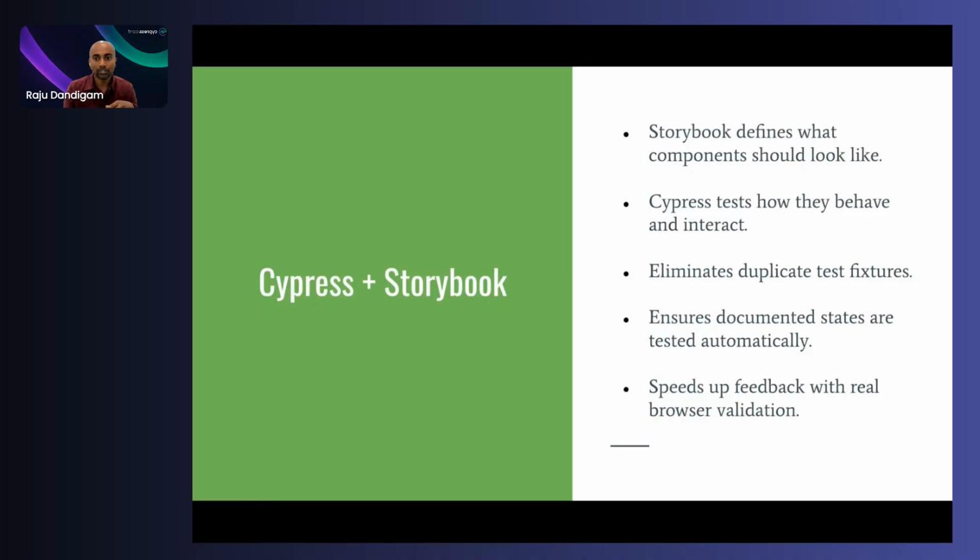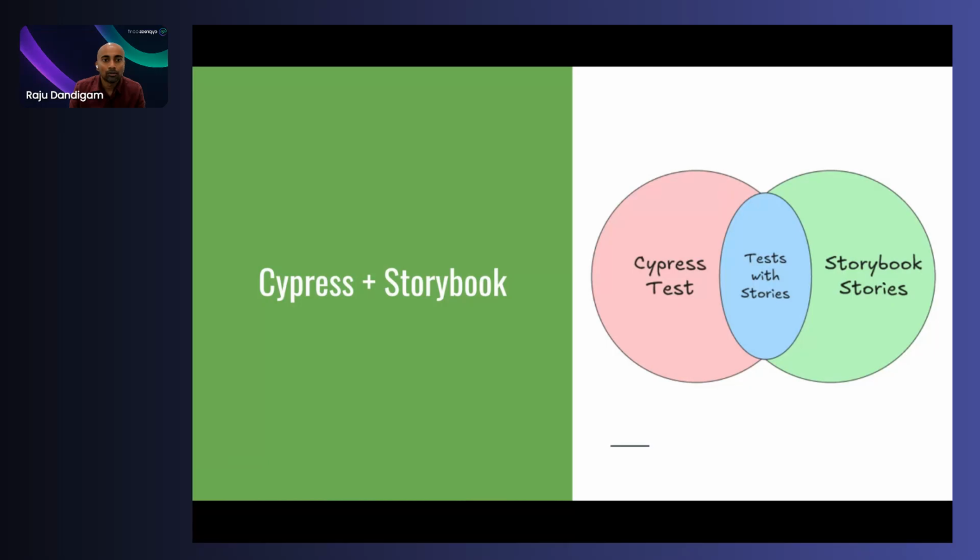That means our documentation and our tests are in perfect sync. Designers see the same story in Storybook that developers test in Cypress. QA can use those same stories for automated visual validation, and that becomes a single source of truth for the entire UI test, which is reliable, reusable, and consistent. So Storybook defines how components look, and Cypress tests how they behave. Together, they close the loop between design, development, and testing.